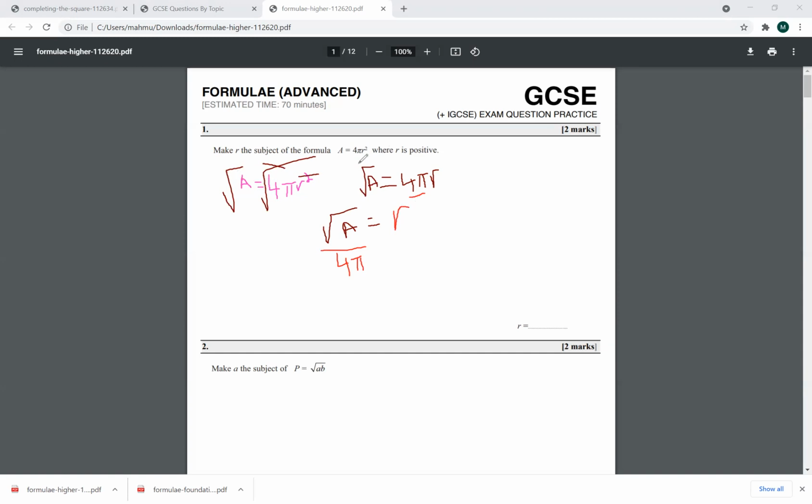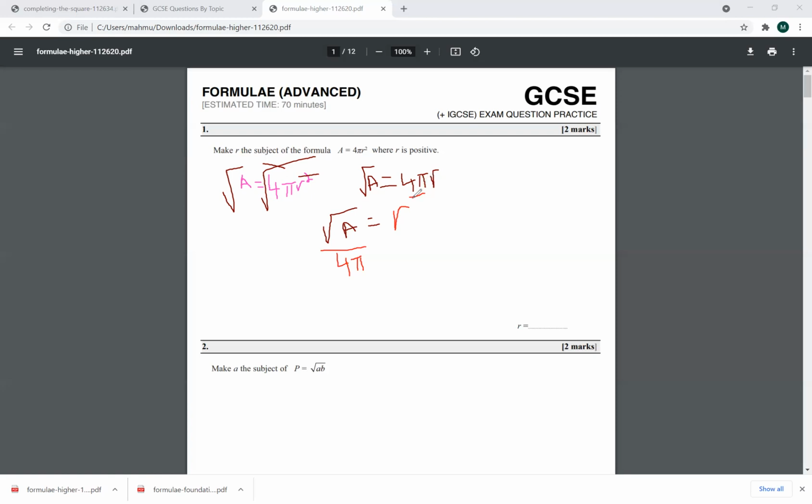So look how I did it. I saw there's a square root. I need a square number here. I have to get rid of that square number. So to get rid of this square number, I square root both sides. So this side, the square root of A stays where it is. This side, the square root and the square cancel each other out. So I'm now left with A over 4 pi r.